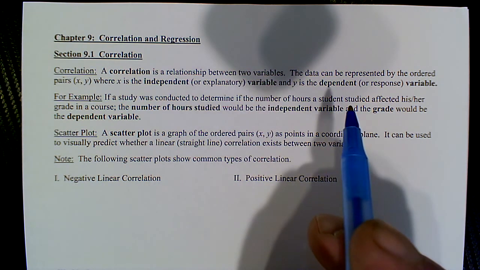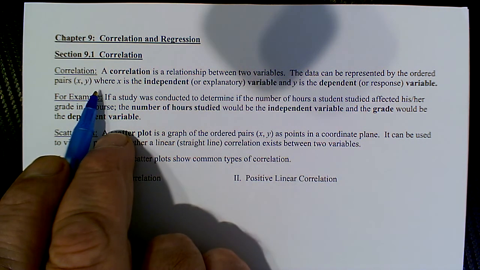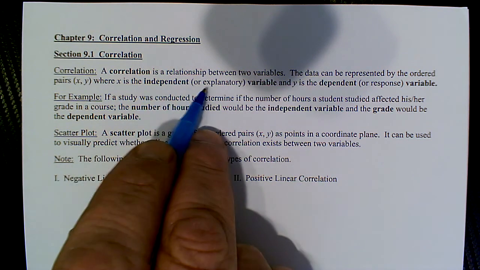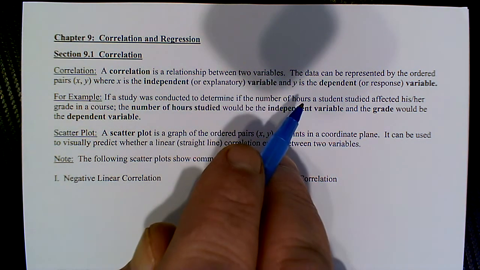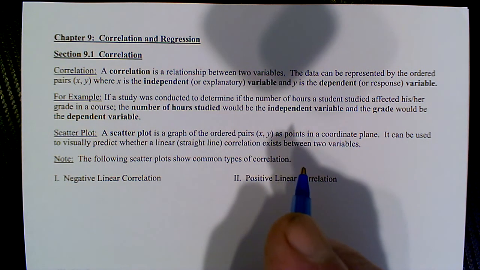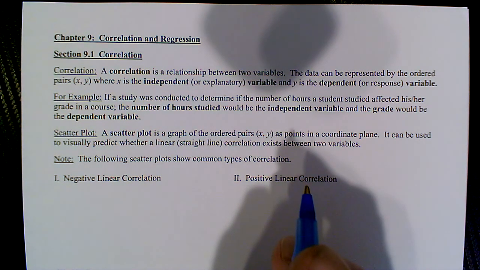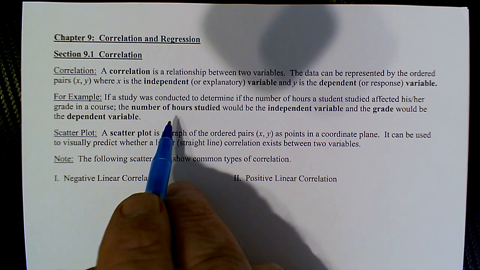So we can represent data by an ordered pair of XY values where X is independent, or what we call explanatory, and Y is the dependent or response variable. So we're familiar with the Cartesian system and the X and Y axes, so we'll be looking at that. And here's an example.